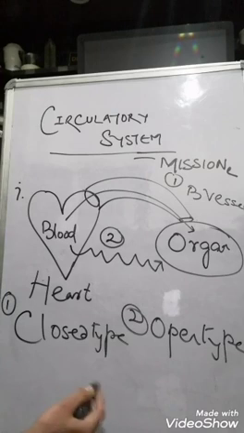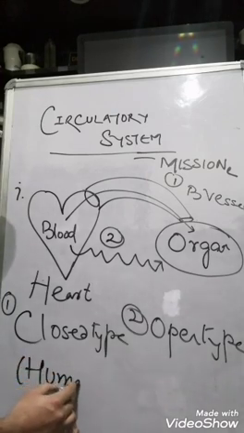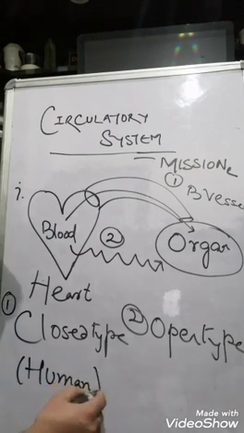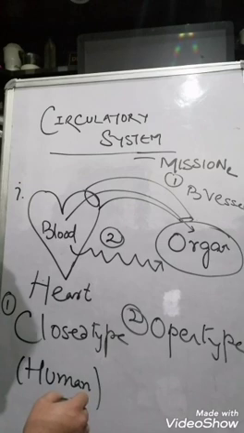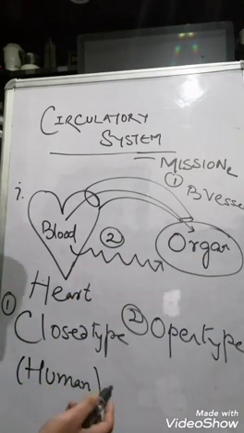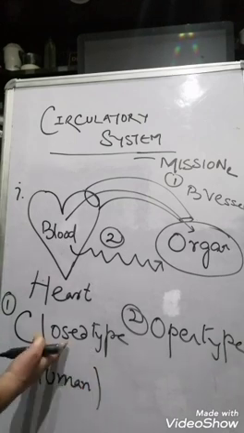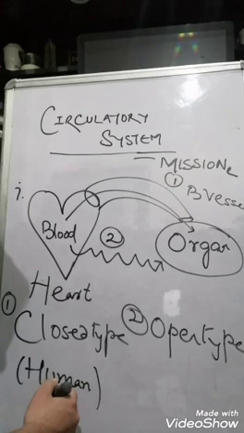What about humans? In humans, there is closed type of circulatory system, and you should be now knowing what it means that a circulatory system is closed type. So that's point number one, that's basic of the circulatory system, that the circulatory system is of two types. One is the closed and another is the open type.